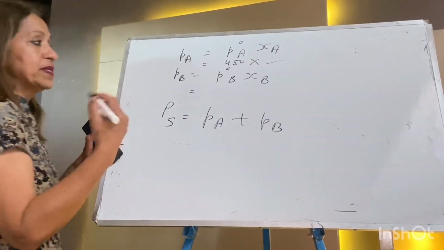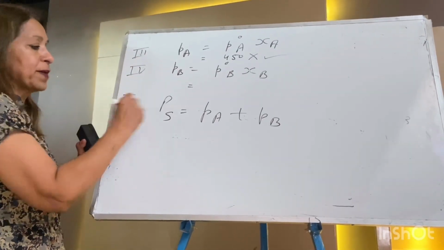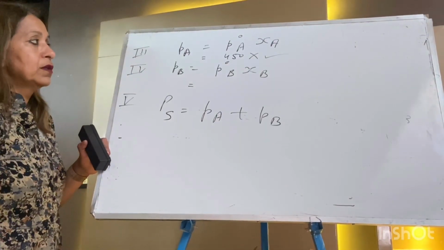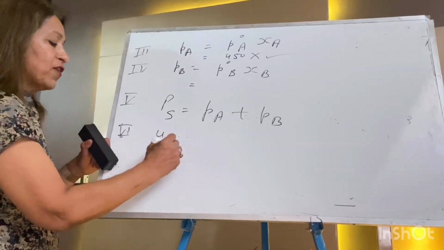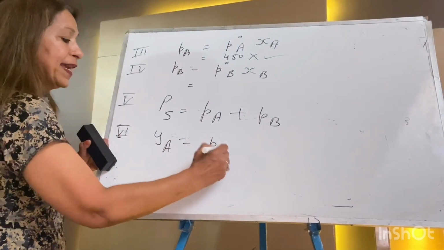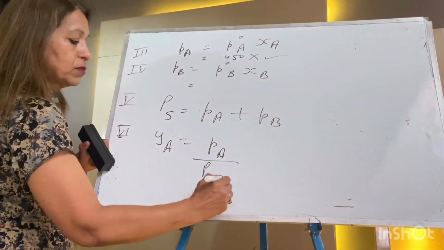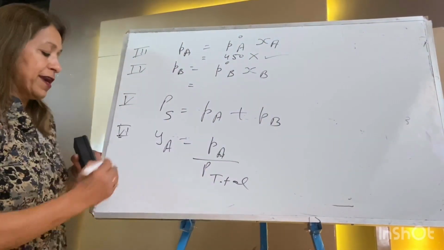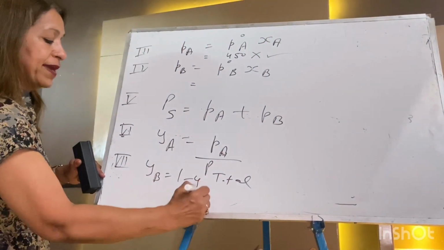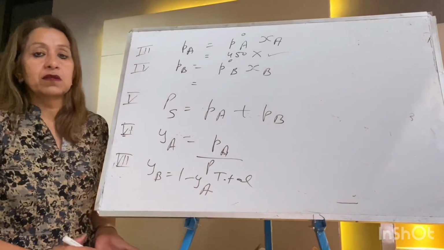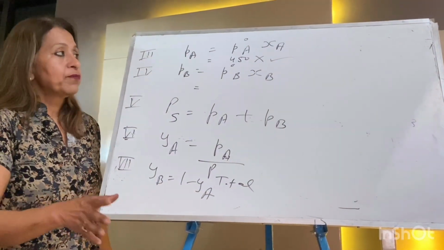Next step, stepwise. This is your third step, this is the fourth step, this is the fifth step. Now after that, the sixth is YA. You know what YA is? YA is PA, you can take from here, divided by total pressure. This is your sixth step. And the seventh step, YB is equal to 1 minus YA. This comes as the answer. Very important and very simple numericals of Raoult's law.